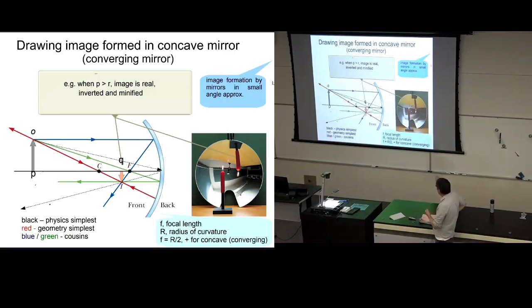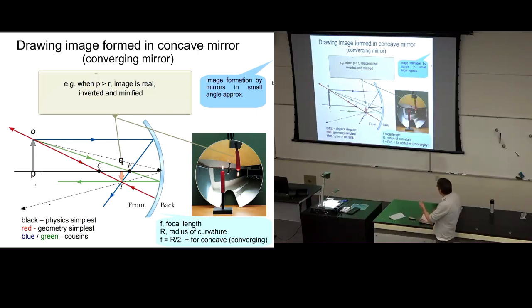Let's look at the rays I'm drawing. I've drawn 4 rays here. You don't need to draw 4 rays, but I wanted to show you all 4 rays that typically can be drawn, and you can pick your favorites typically. But anyway, let's take a look at these rays. I'm going to start with what I call the simplest physics ray. What's the simplest physics ray that heads from the object, bounces off the mirror, and heads back towards the eye?